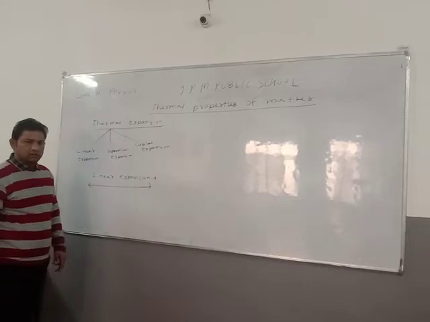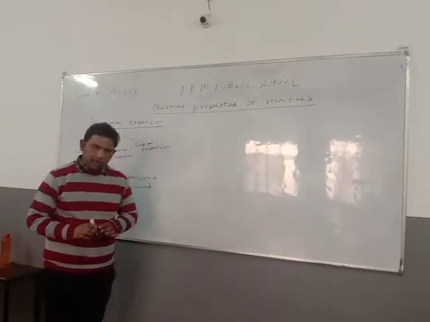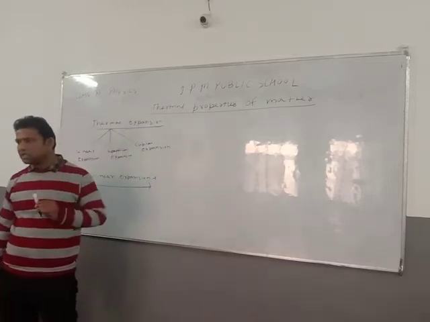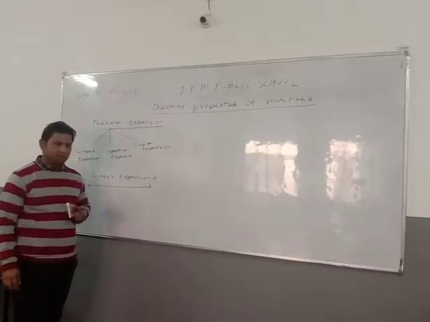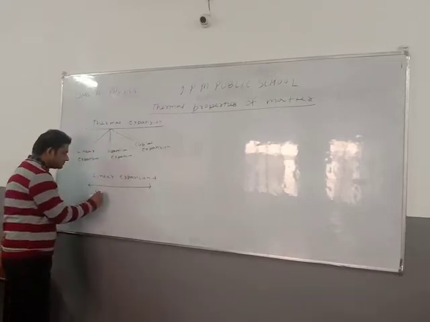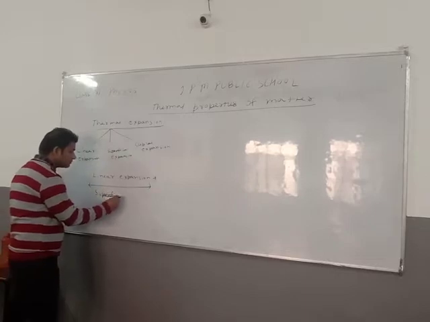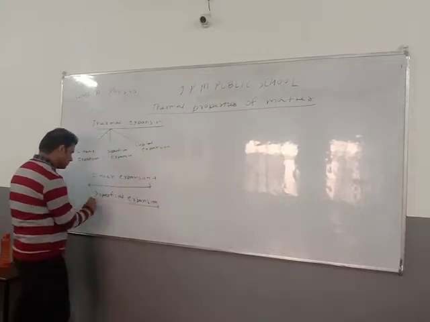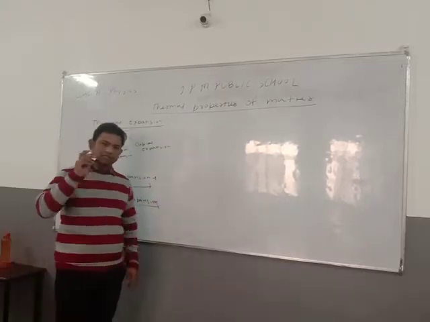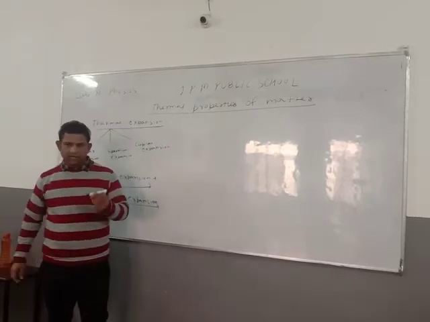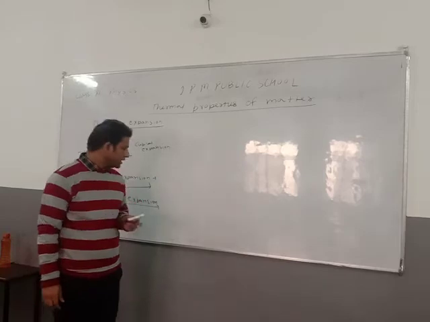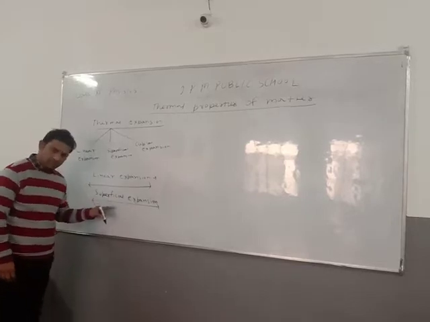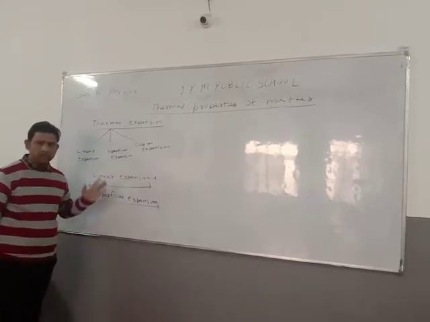In linear expansion, it means increase in length. For example, we take one rod and if we heat the rod, then the length of the rod is increased. It means it is thermal expansion. And superficial expansion, in this type of expansion we take one sheet. We heat the sheet, then the sheet is expanded. This type of expansion is known as superficial expansion. It means the area of the sheet is increased. And in linear expansion, the length of the rod is increased.